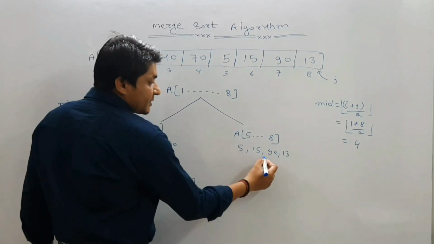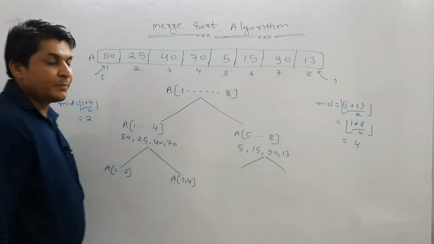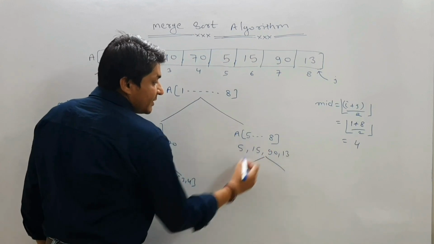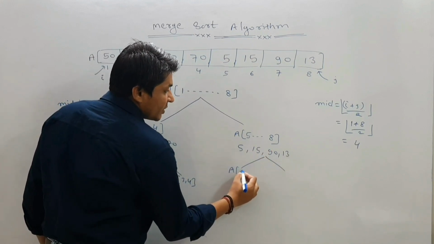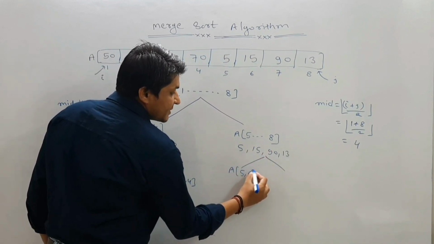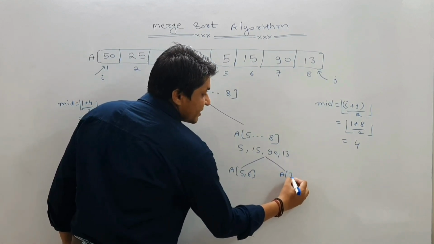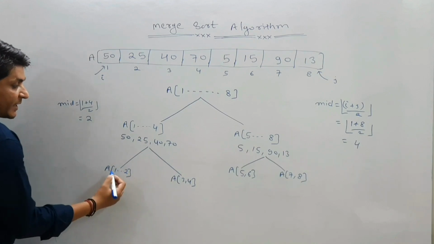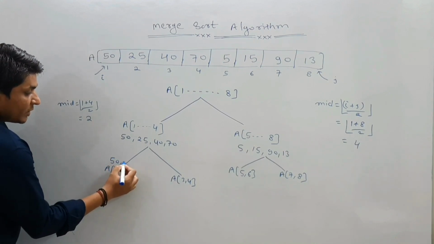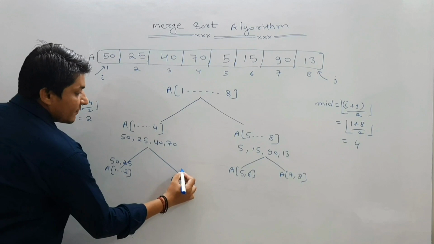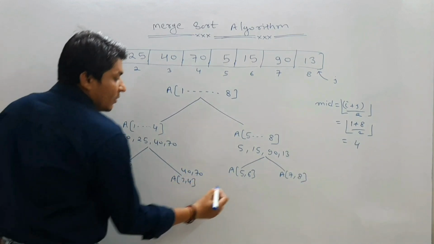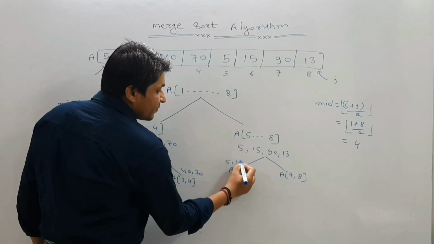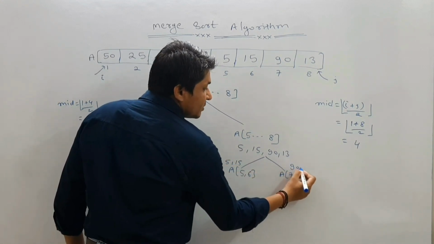Now if you divide this into two parts, because this is also an unsorted array and is not actually sorted, that is the reason we are again dividing this. If you divide this, it is going to be A of 5 to 6 and the other is going to be from 7 to 8. Now see what elements these parts contain. They contain 50 comma 25 and 40 comma 70. This part contains 5 comma 15 and this part contains 90 comma 13.